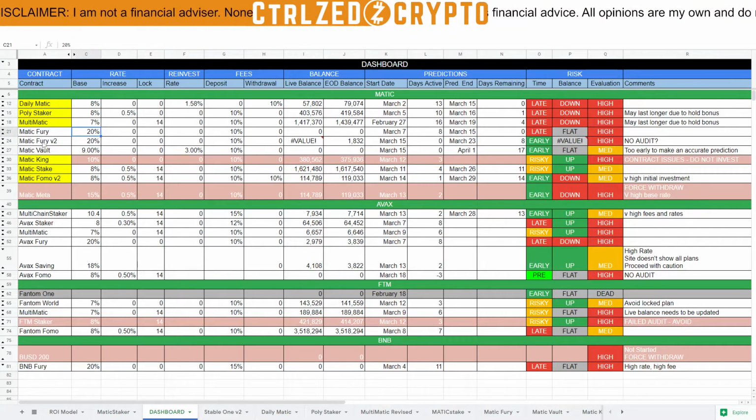So Matic Fury, all the Fury ones are characterized by a really high rate of 20%. And so you expect a pretty short life. And this one lasted 8 days. But of course we're not investing in that because it is dead. So let's just mark that as dead. Matic Fury is dead.